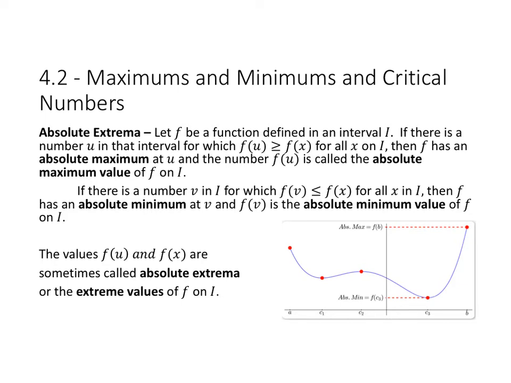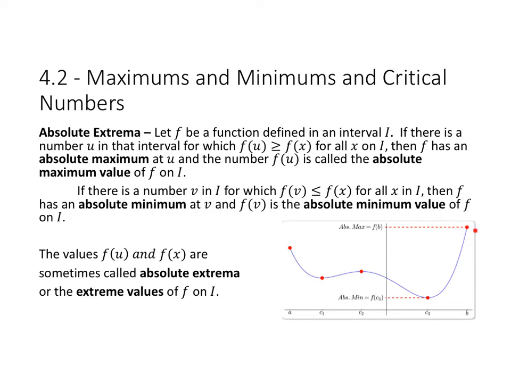If there is a number v for which f of v is less than or equal to f of x for all x, then f has an absolute minimum, and f of v is the absolute minimum value of f. The values f of u and f of v are sometimes called absolute extrema or extreme values. So let's talk about what this actually says.